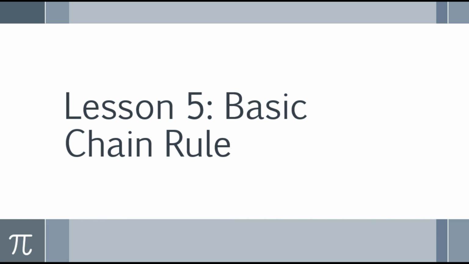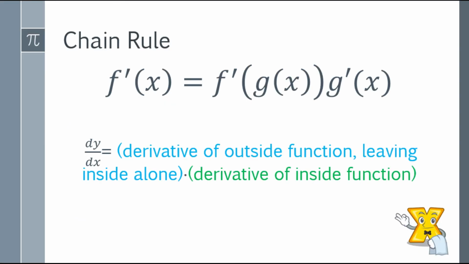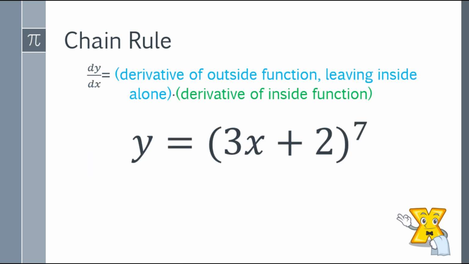Alright, so last lesson tayo, chain rule. So sa chain rule, ang formula lang nito is yung derivative of outside function leaving inside alone, i-multiply natin sa derivative of inside function. So let's see some example. We have y is equal to the quantity 3x plus 2 to the 7th power.